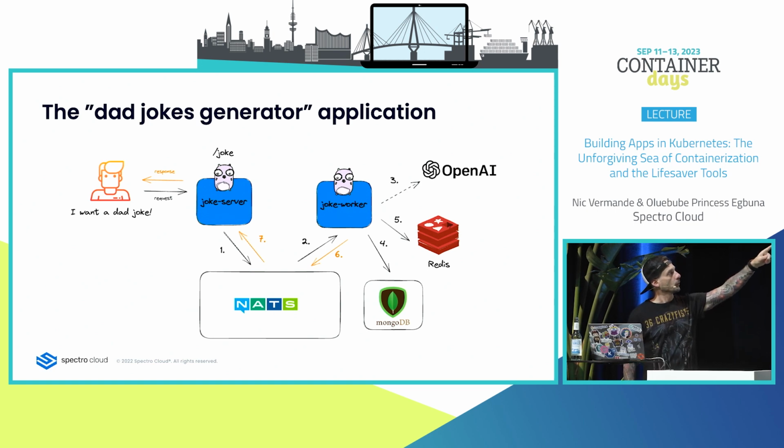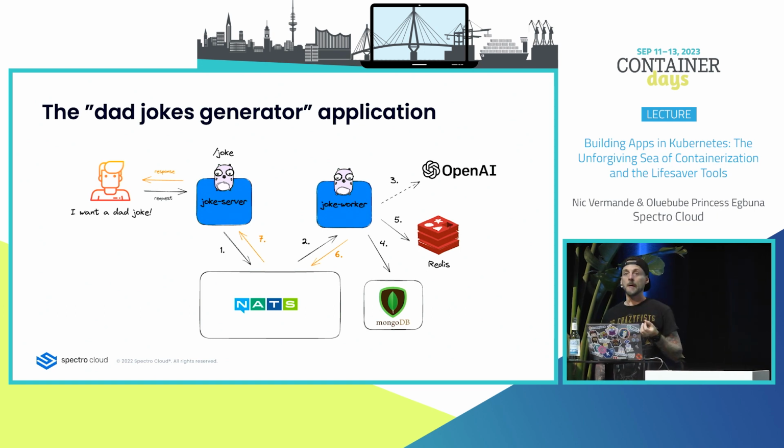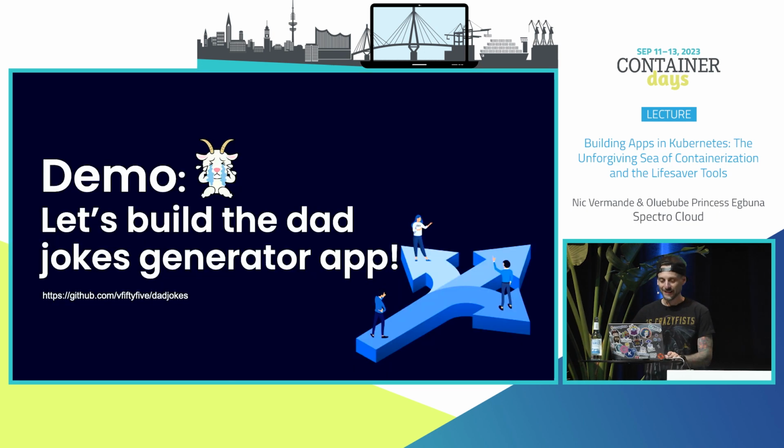Then the joke worker will connect to OpenAI using the DaVinci 3 model to generate that joke, put it in the Redis cache, as well as in a MongoDB database. When there are enough entries in the Mongo database, it's going to retrieve some jokes from the Redis cache. Doesn't necessarily make sense, but it's just for demo purposes, right?